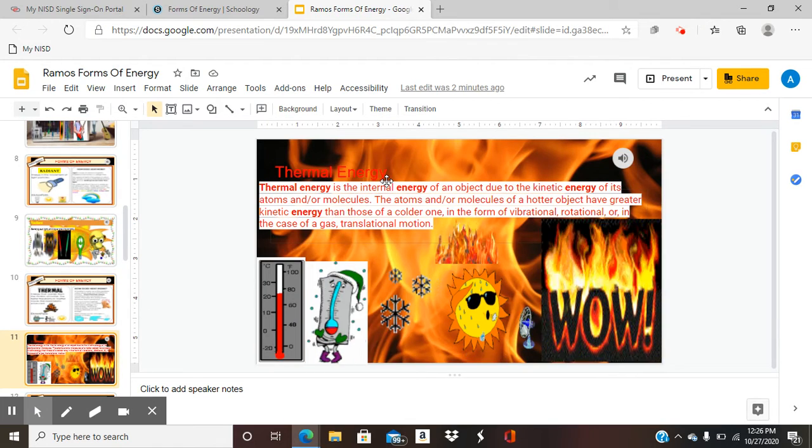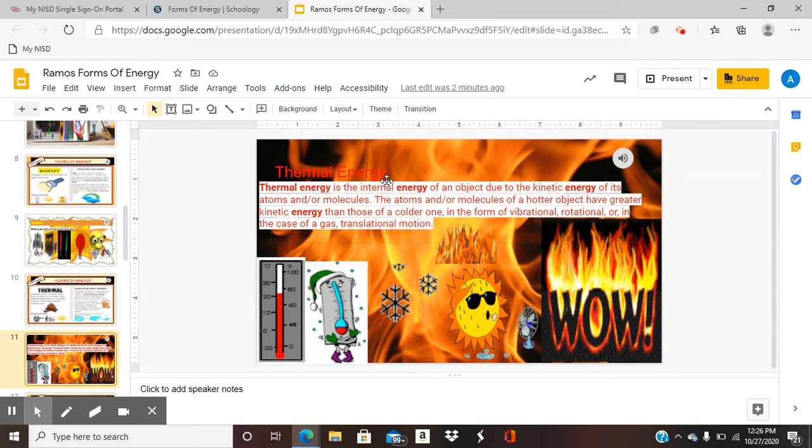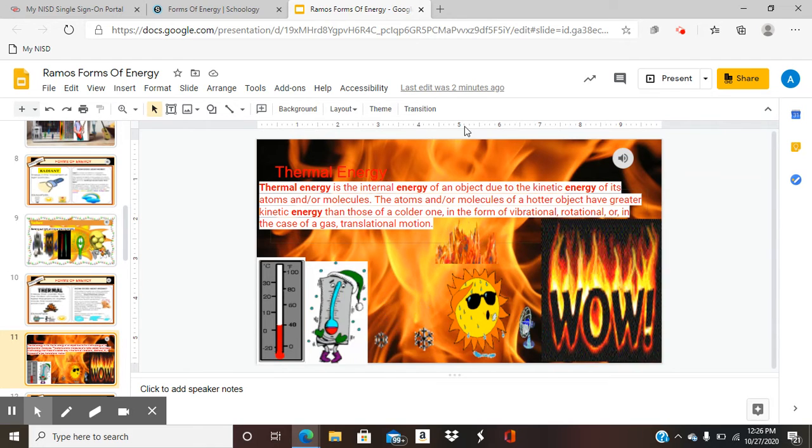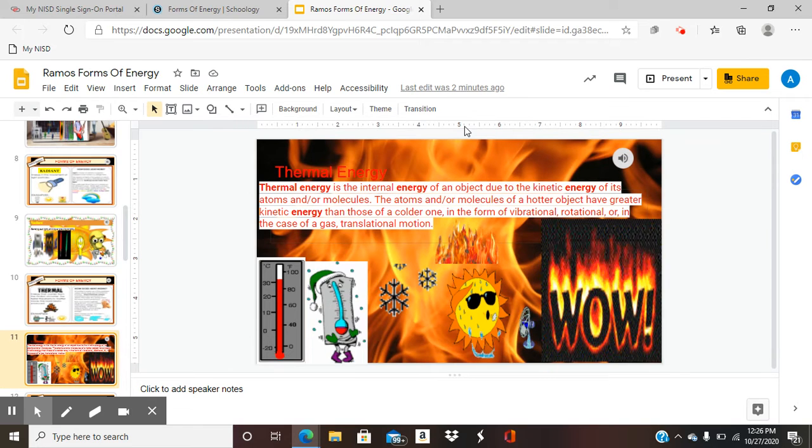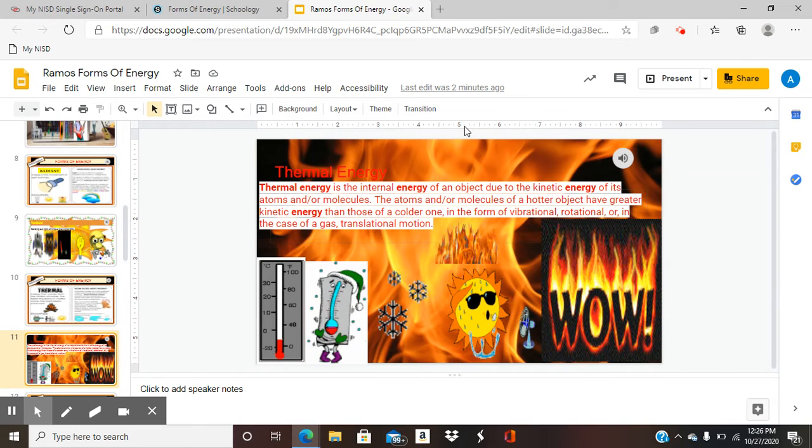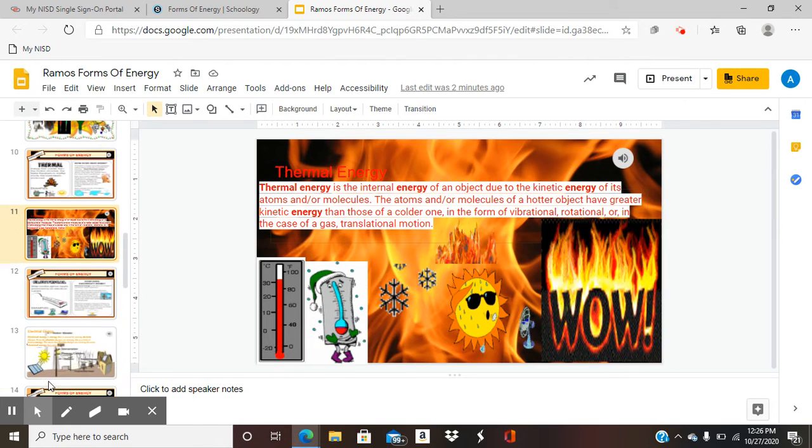Thermal energy is heat, the internal energy of an object due to the kinetic energy of its atoms or molecules. So the atoms or molecules of a hotter object have greater kinetic energy than those of colder ones, in the form of vibrational, rotational, or, in the case of gases, translational motion.